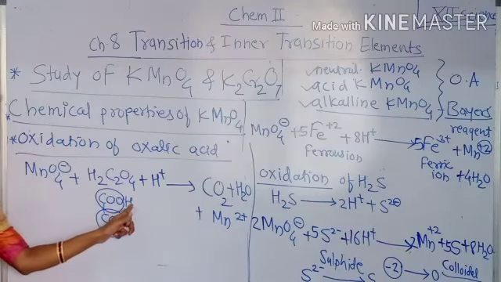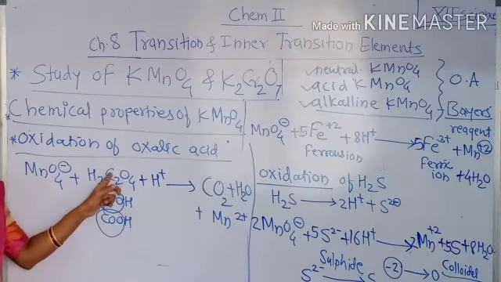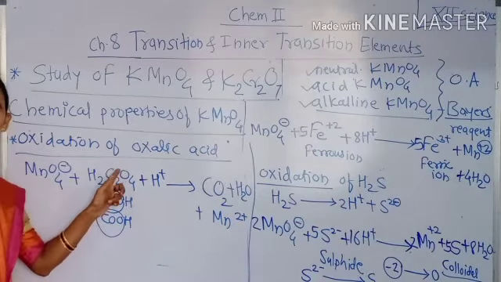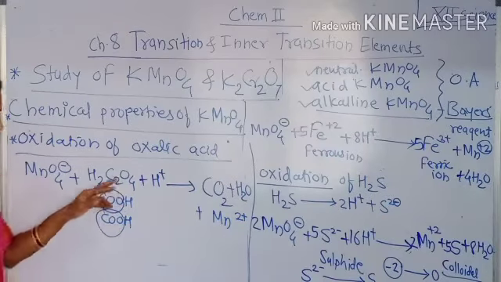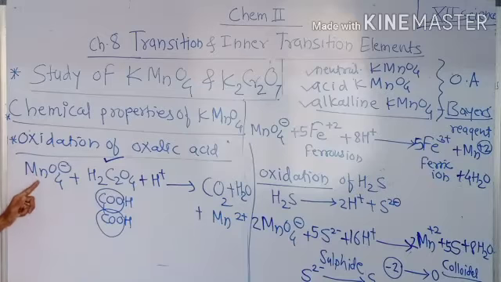That means hydrogen is removed from it. Removal of hydrogen from oxalic acid is also called oxidation, isn't it? That means here oxidation of oxalic acid takes place due to potassium permanganate. Then we have to write the same reaction in balanced form.